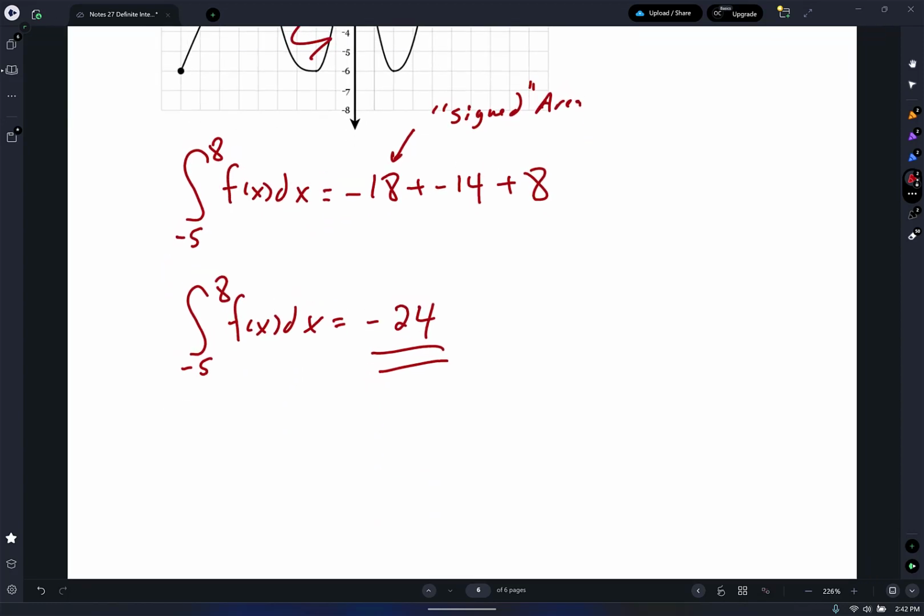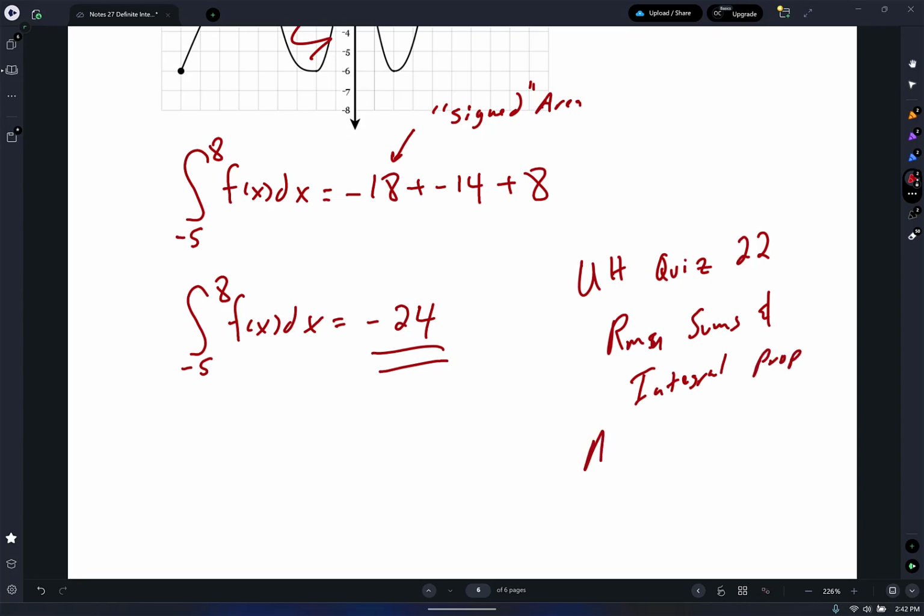Okay, we should know now enough to cover UH Quiz 22, Riemann sums, and integral properties. Well, let's make an attempt today and do the Monday, which is a what day? The 29th. Can we do that, guys?